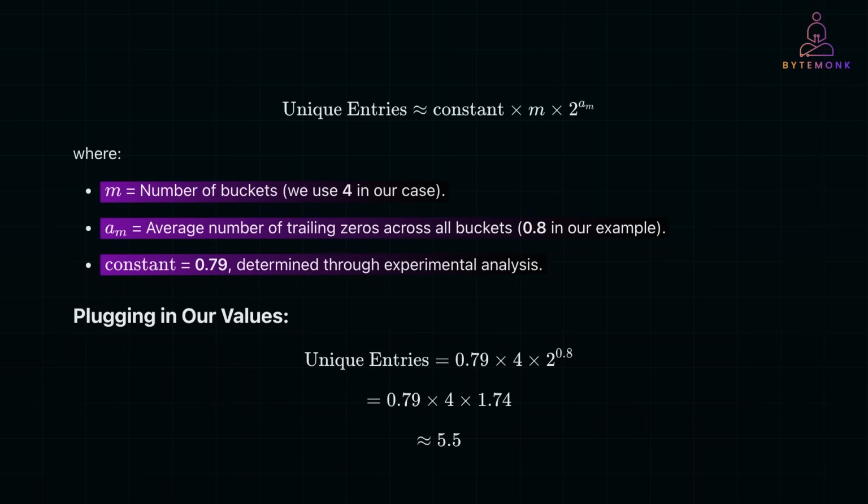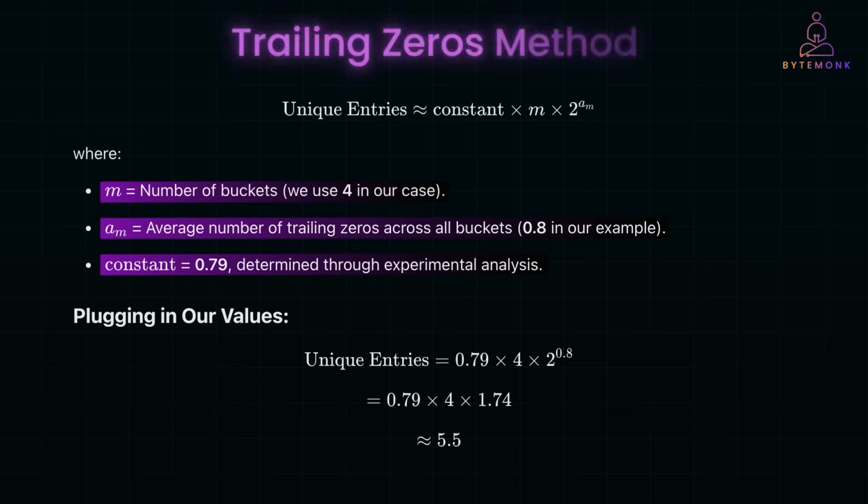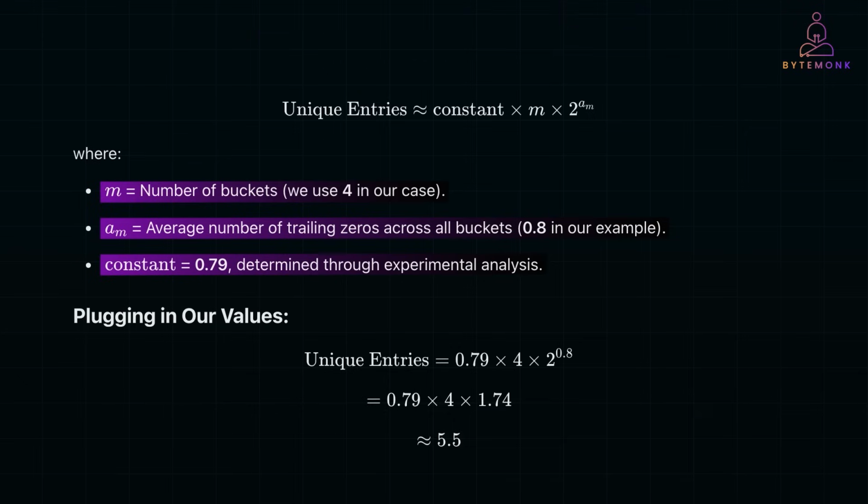And this tells us that based on our dataset and the trailing zeros method, we estimate that there are approximately 5 to 6 usernames in our set. Now, taking the logarithm of the number of unique elements tells us how many bits are needed to represent that number.